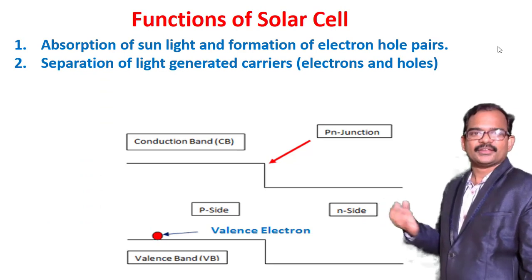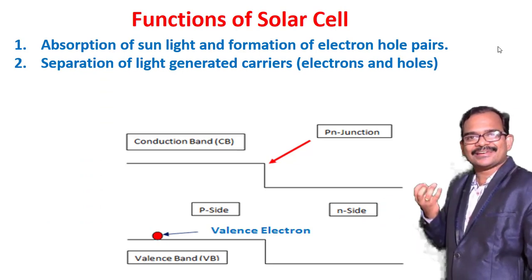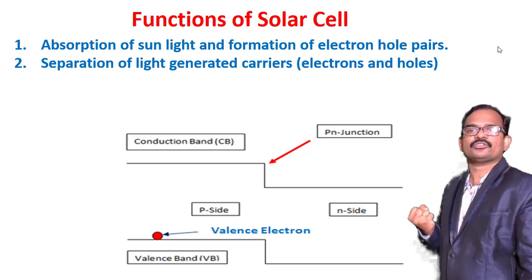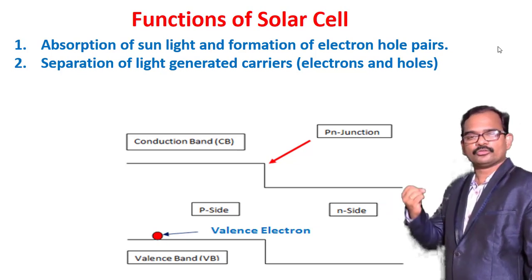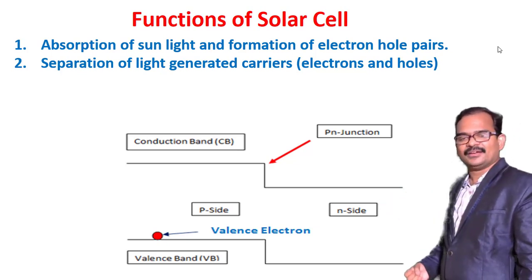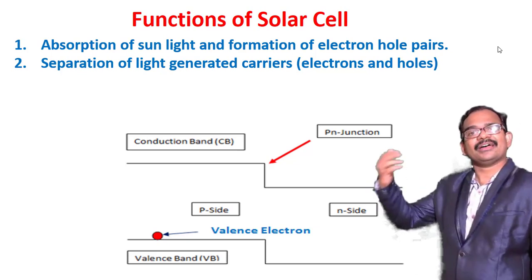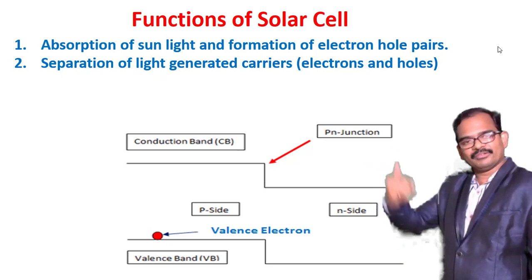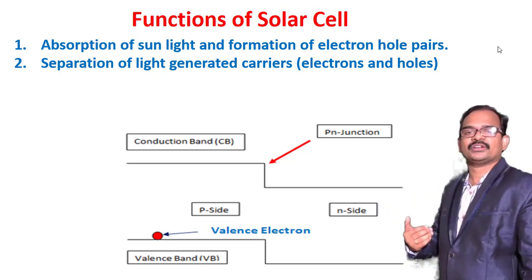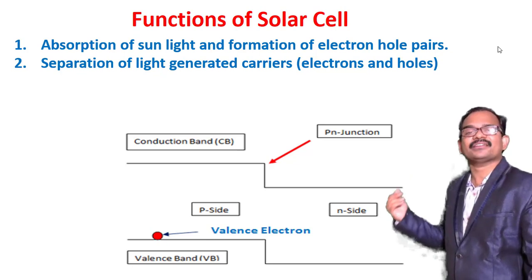The second point is separation of these light generated carriers, which means the electrons and holes. The holes are moved towards the P side and electrons will move towards the N side. So that is how we will separate these two. That is the separation of light generated carriers.